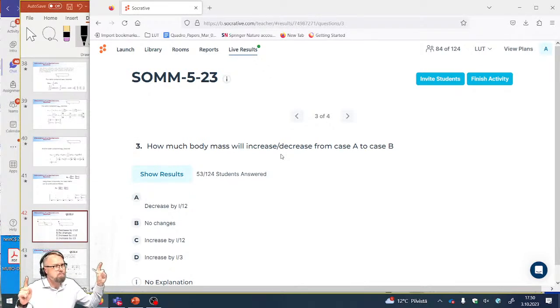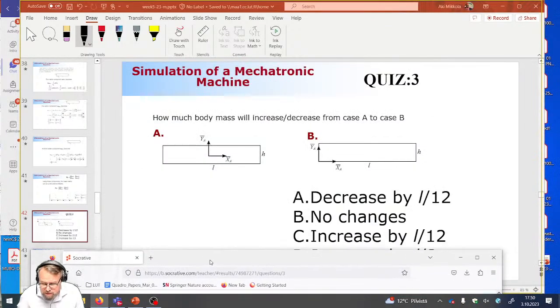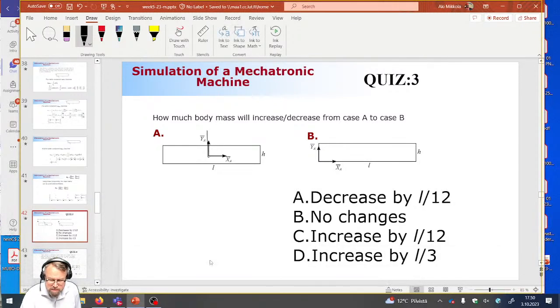Let me repeat. Mass. Mass changes depending where you measure it. And there are two cases which are not shown here, but they are shown here. So if I lift my box here, or if I lift my box here, how much is the weight? How much does it change? Now the options are: decreased by L divided by 12, no change, increase L divided by 12, increase L divided by 3.